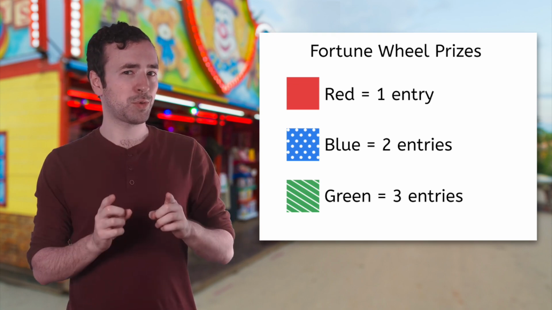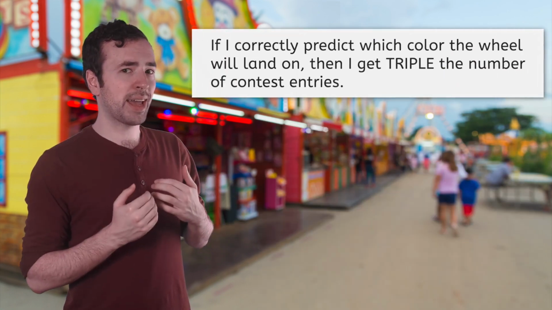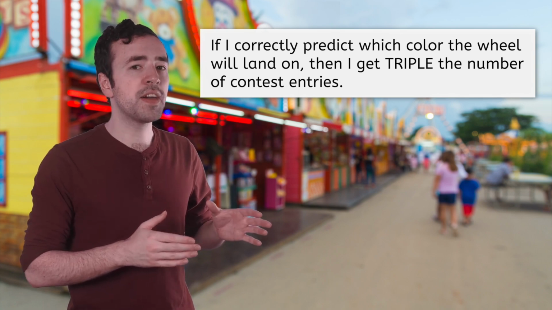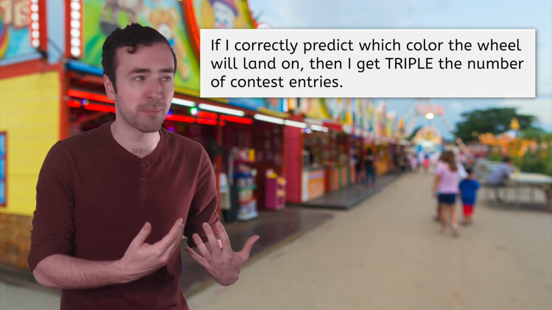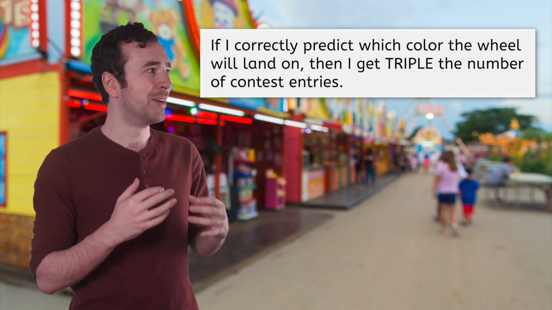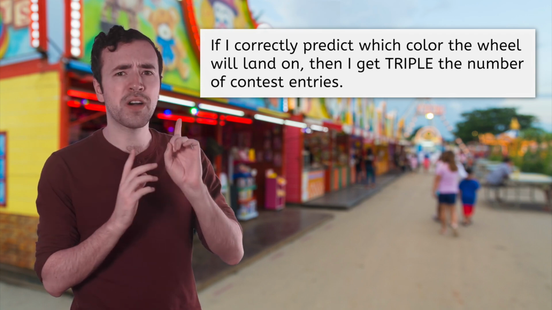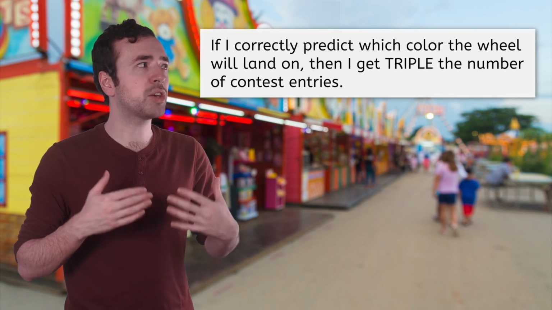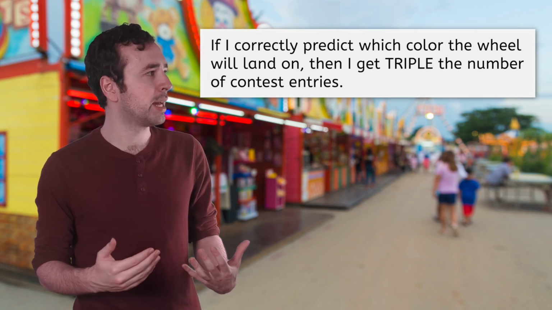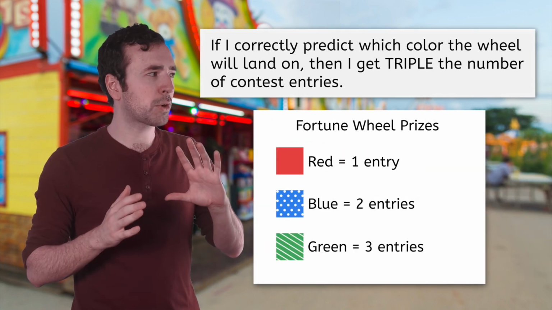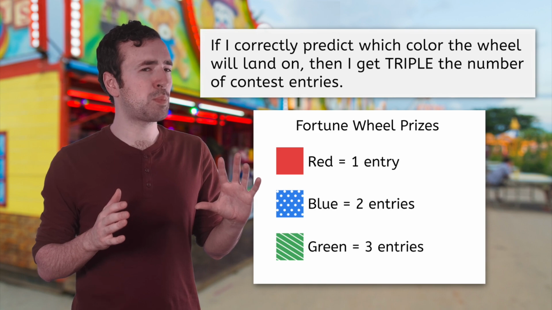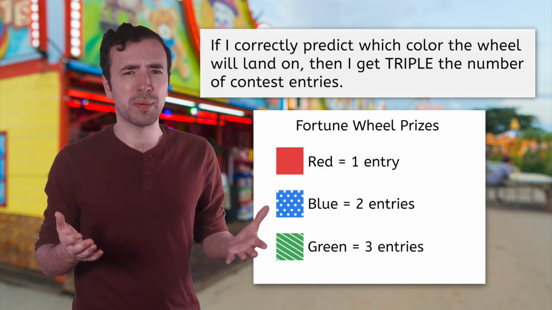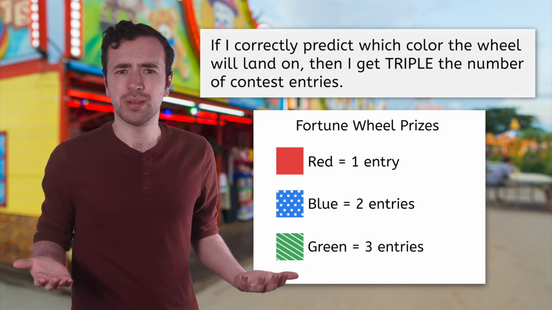But here's what makes things interesting. If I correctly predict which color the wheel will land on, then I get triple the number of contest entries. Ooh. If I knew the probability of getting each color, then I could tell which is most likely. Except there aren't any probabilities posted. So how can I figure out the probability of spinning each color on my own?